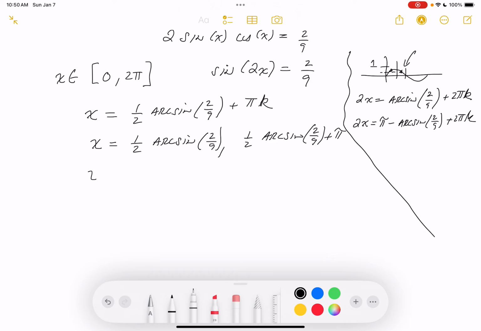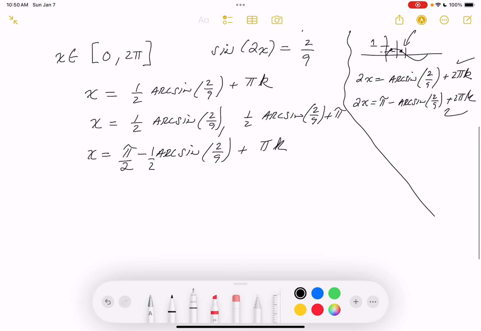The next one's going to be x equals pi minus arc sine. By the way, arc sine of 2/9 is an acute angle between 0 and pi over 2. And then it's plus, I'm dividing by 2. Oops, I forgot to do that. Plus pi k. All right, I took the second equation here and divided it by 2, just like I did the first equation by 2. So I'm going to write the answers down for that.